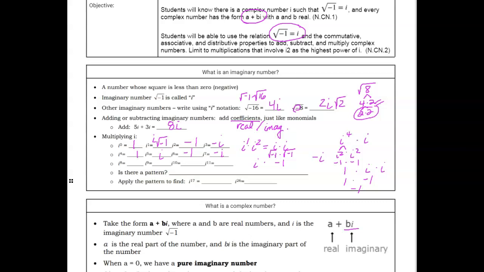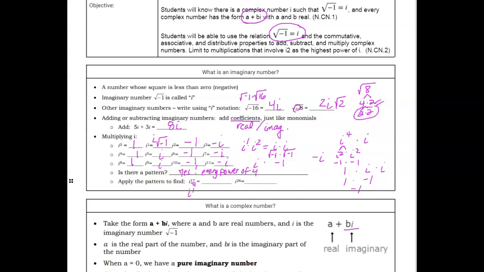So every 4, we're just going to get the same answer. So yes, every power of 4. So if we had i to the 16th, well, I'm going to take out the 4s. So if we divide that by 4, it goes in 16 times, and so we're left with 1.